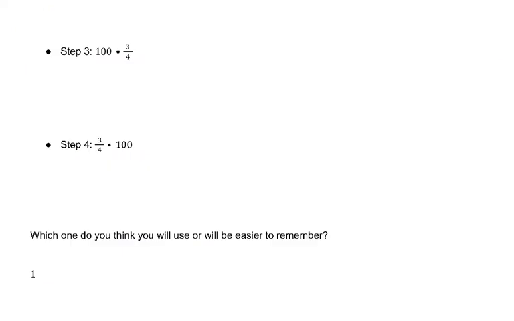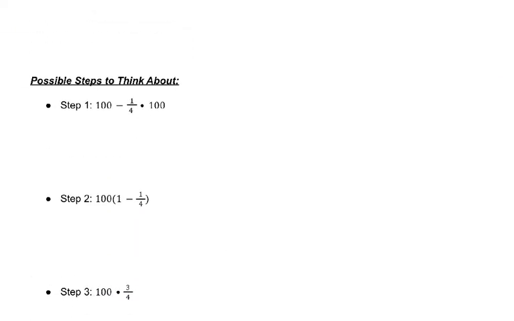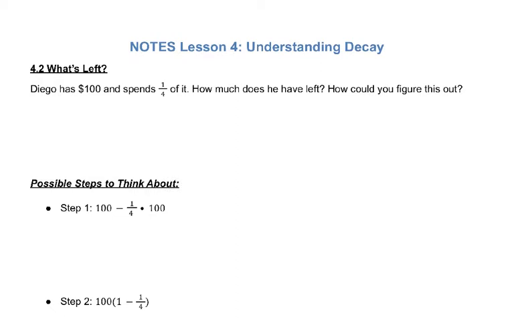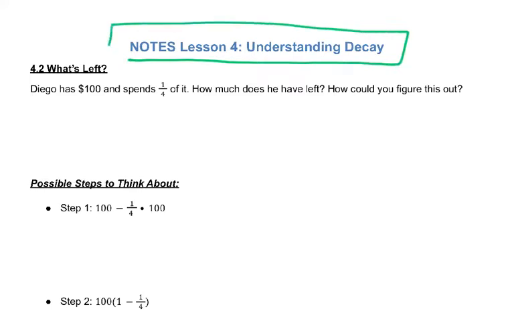And now on this next page is what we talked about in class about Diego understanding decay based on Diego having $100. Okay, so that's where we're going. This is the notes on the next two things. So we talked about what was left. So Diego has $100 and he spends 1/4 of it. How much does he have left? How could you figure this out?